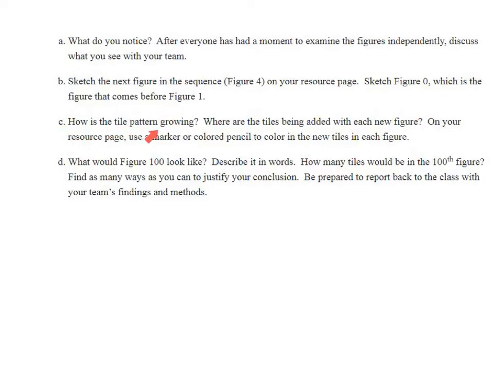Part C says, how is the tile pattern growing? So basically describe it, use marker or colored pencils. And then part D talks about what does figure 100 look like, looking for that description in words, and how many tiles would be in that. So let's take a look at this first one and kind of go through these questions.